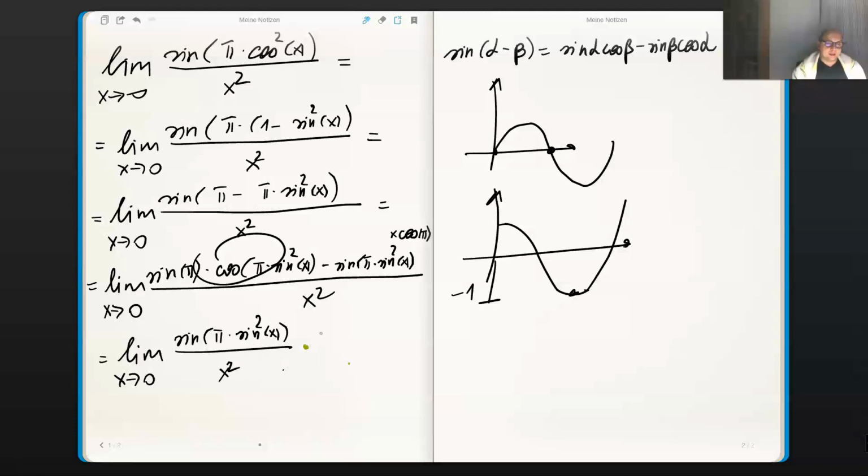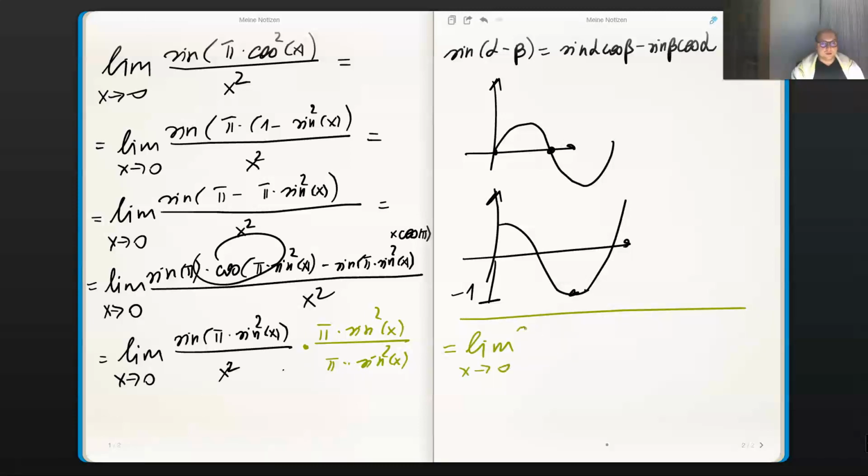So let's see what's happening. We're multiplying times 1, which is pi times sine squared of x, and we're also dividing by the same amount. Maybe you see now why we're doing so. Because we have a limit x towards 0, we're still having sine of pi times sine squared of x divided over pi times sine squared of x. So I'll bring this denominator here, times pi times sine squared of x divided by x squared. And now you see, if x is running towards 0, we are having also this part running towards 0 and that one as well. So this whole limit is equal to 1, which is crazy.